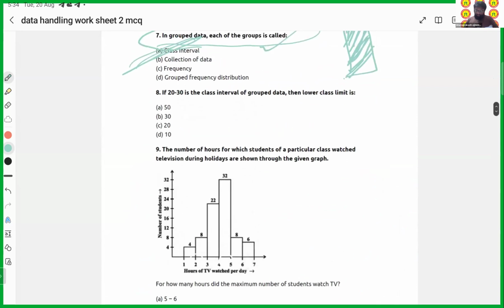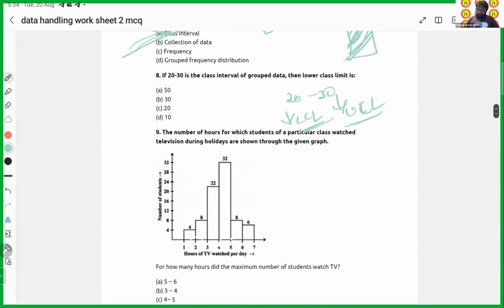Next, if 20 to 30 is a class interval of group data, then the lower class limit is, as I said, 20. In 20 to 30, 20 is the lower class limit and 30 is the upper class limit. So 20 is the lower class limit.